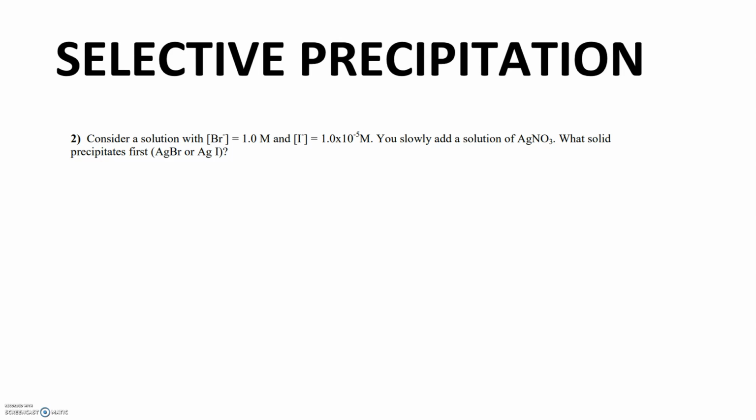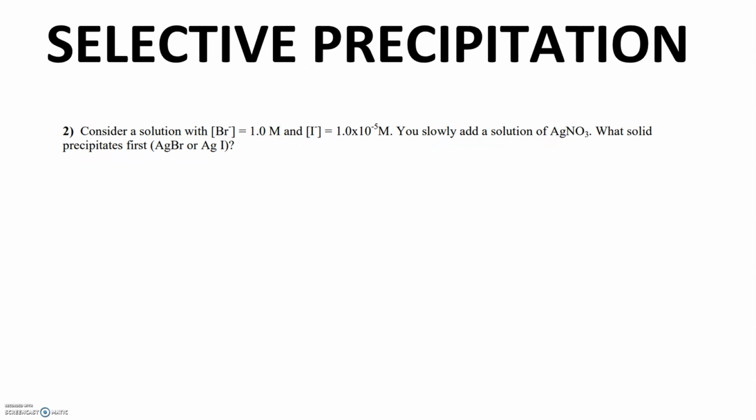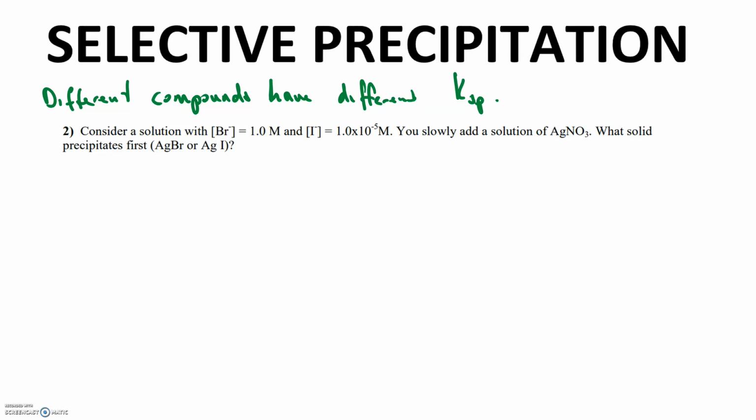Okay, let's take a look at something called selective precipitation. It's a fancy term that means different compounds have different KSPs. And what that means for us is that you can add one common ion to multiple compounds that have the same ion but different KSPs and get one to precipitate out and leave the other.